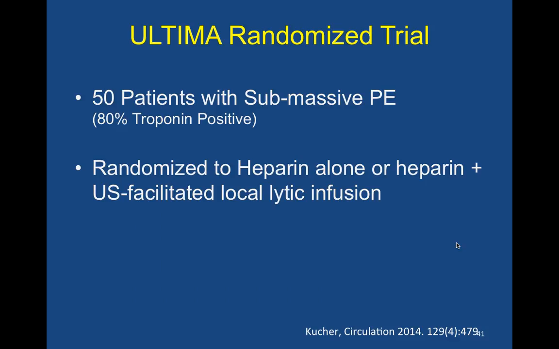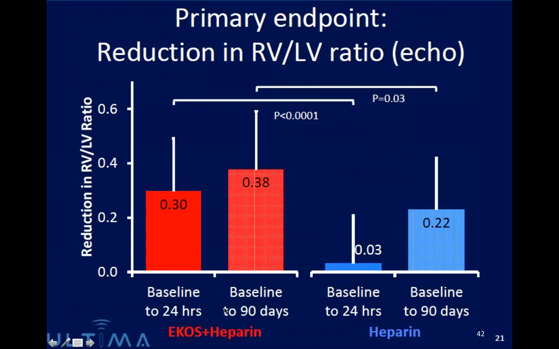It's very small, only 50 patients. They gave him this catheter versus heparin alone, and they showed that the RV to LV ratio, which is a measure of how bad the right ventricle is, improved more with patients treated with this device called ECHOS versus patients treated only with heparin alone. So that's only a surrogate outcome. That's not clinical outcome of the patient.